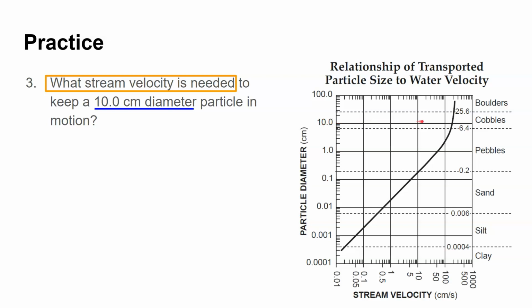We move over until we intersect the transport curve. And then we want the stream velocity, so we go straight down. That's the yellow line here. And then we read off the value on the x-axis. Remember, this is a logarithmic scale, and this box starts at 100, so it goes 100, 200, 300, 400, 500, so on and so forth. Our value is around 200 centimeters per second.